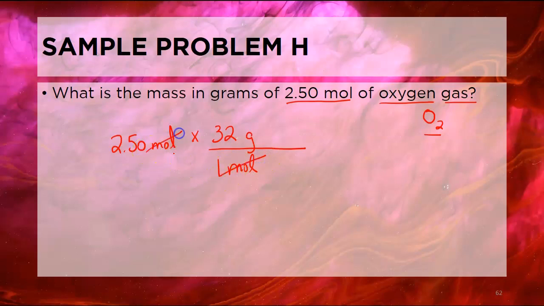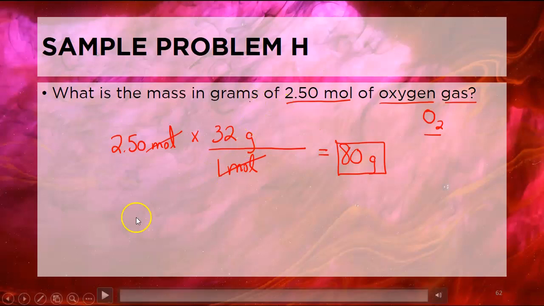Therefore, my moles cancel out, and I'm left with 2.50 times 32. 32 times 2 is 64. Add a half is 16, so it should be 80. If anyone wants to verify me on that, 80 grams of O2 in 2.5 moles. We good with that? Going from moles to grams? Is it 80? Cool.